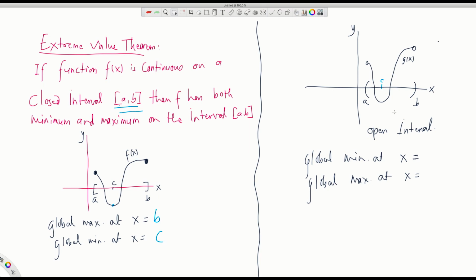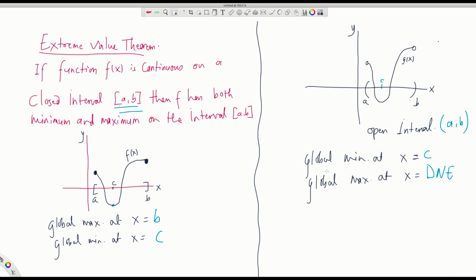For example, in this figure, the function is continuous in the open interval (a, b), right? Here you have a parenthesis. So what is the global min? The global min exists at x equals c, because at x equals c, it has the lowest point. But the global max does not exist here, right? Because it looks like at b, the height is the highest, but b does not fall in that interval, so we cannot say at what point it peaks. So we say it does not exist. So the global maximum does not exist for this figure. The reason is because it is continuous in an open interval.